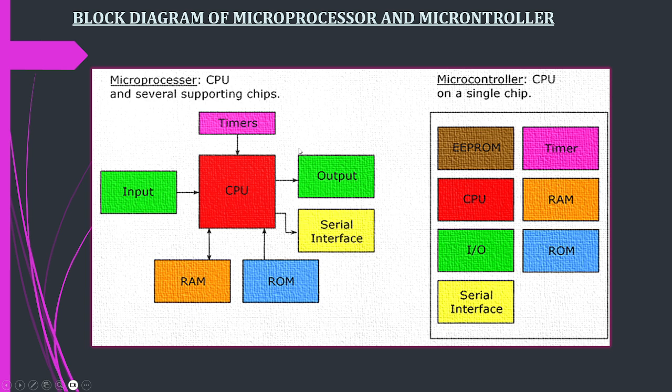The main difference between a microprocessor and a microcontroller is that in a microprocessor, the components are separate. It is more flexible and has more design complexity. An example of a microprocessor is the 8086. In a microcontroller, all components are arranged on a single chip. It is less flexible, with less design complexity. An example of a microcontroller is the 8051.